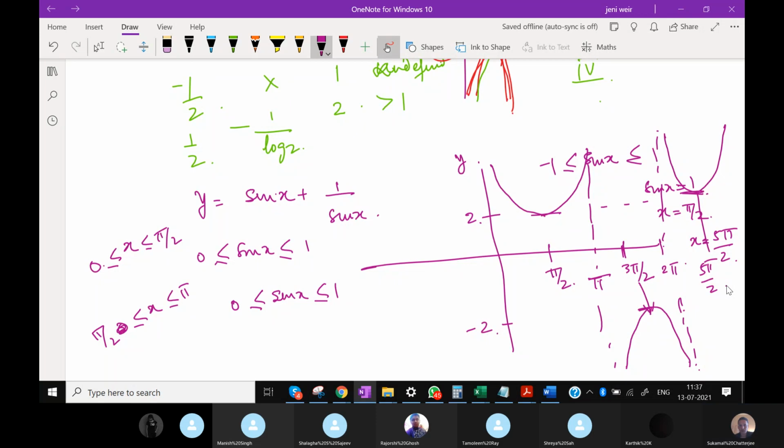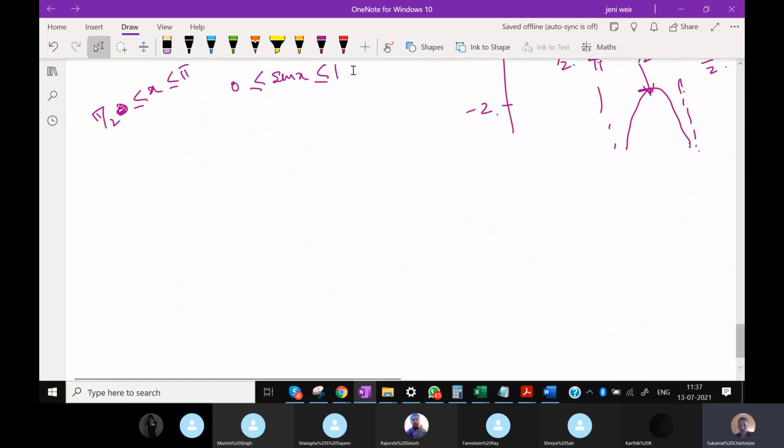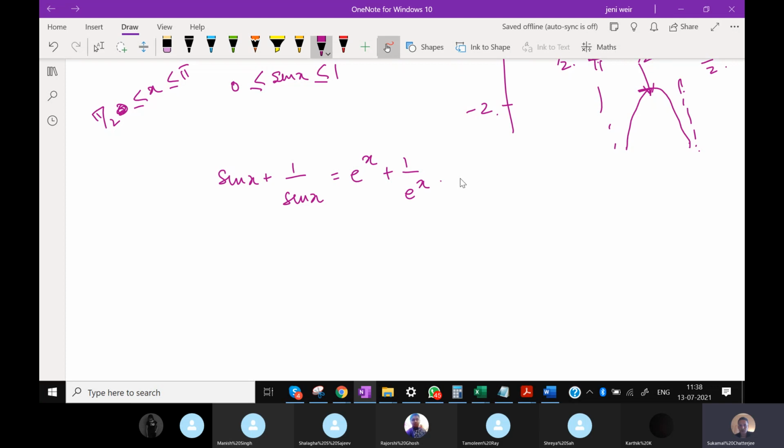Okay. So now if we combine this, the question is, if I have sin x plus 1 by sin x equals e to the power x plus 1 by e to the power x, then how many points of intersection will this graph have? So that means I have to check for the left-hand side graph and the right-hand side graph. So the left-hand side graph is sin x.